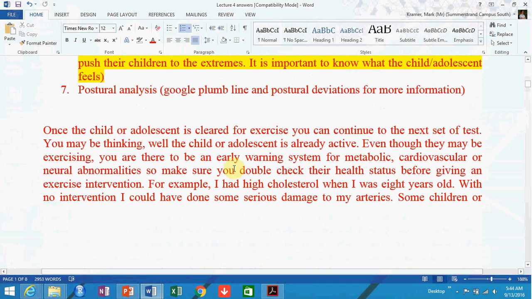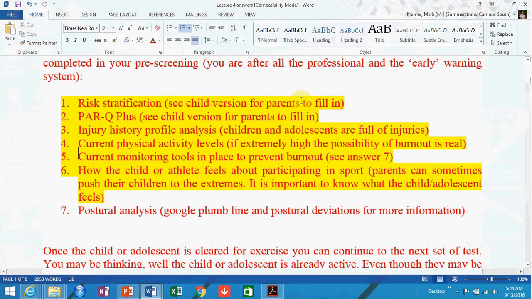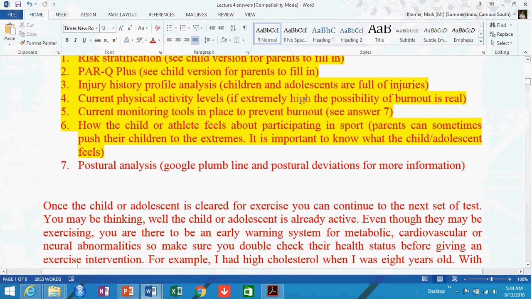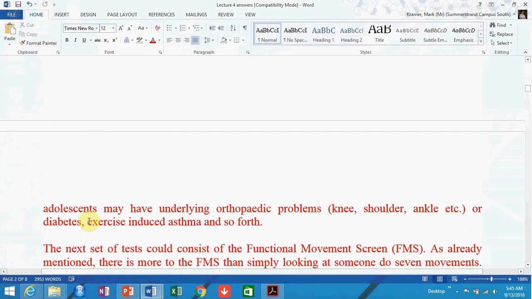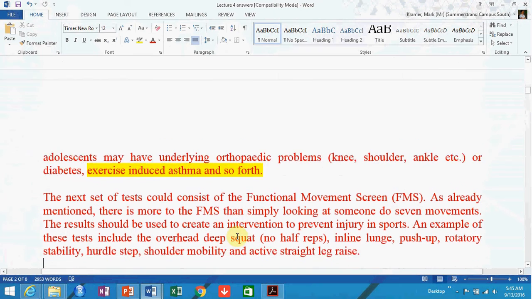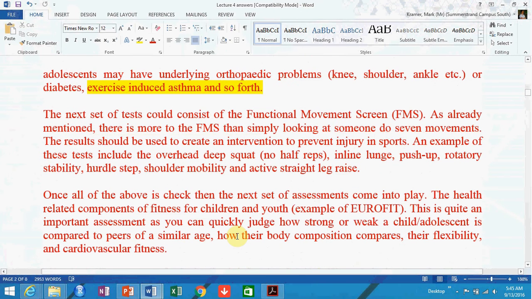Okay, so once your adolescent or child is cleared for exercise, you can continue to the next set of assessments. Even though they may not have been exercising, you are there to be an early warning system, as I identified earlier. So you might find these assessments to be unnecessary, but they are necessary. You are going to find whether or not the child or adolescent has any future problems of orthopedics, metabolic conditions, and so forth. Perhaps here an important one is in your pre-screening, you identify whether they have any asthma or need for further analysis in terms of their pulmonary system.